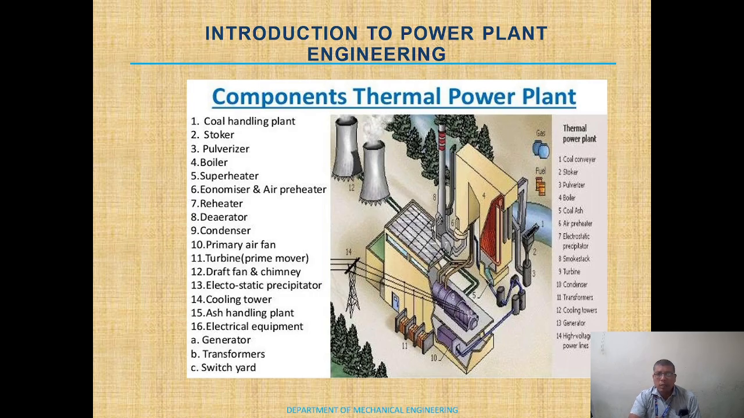Most thermal plants have coal conveyors, stokers, pulverizer, boiler, coal ash, air preheater, electrostatic precipitator, smoke, turbine, condenser, transformer, cooling tower, generator, high voltage power lines.